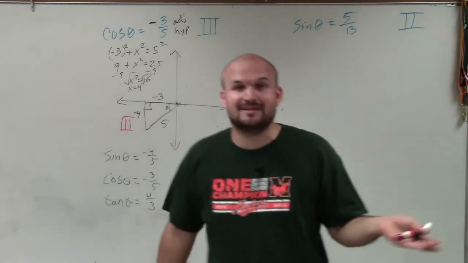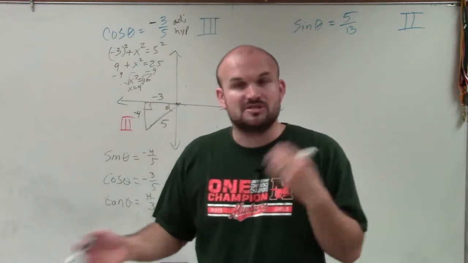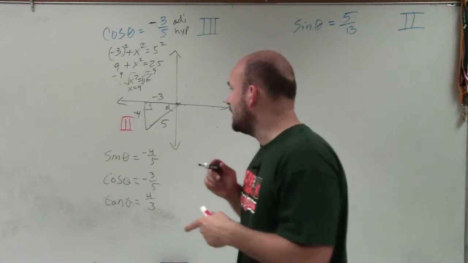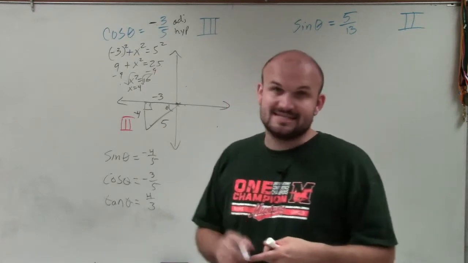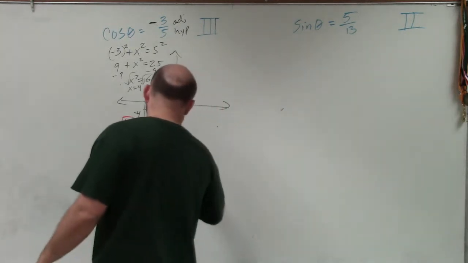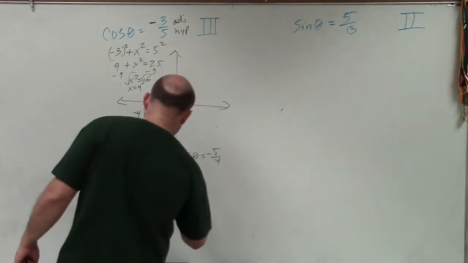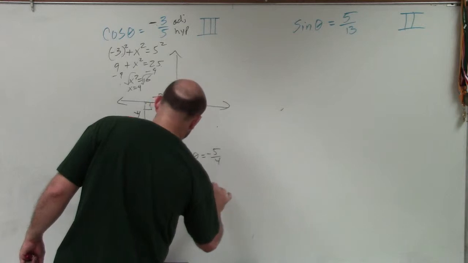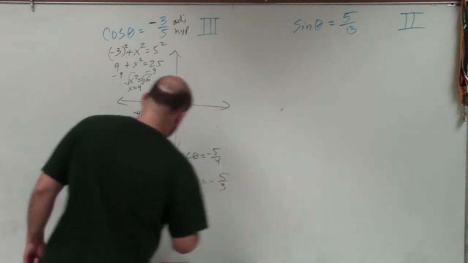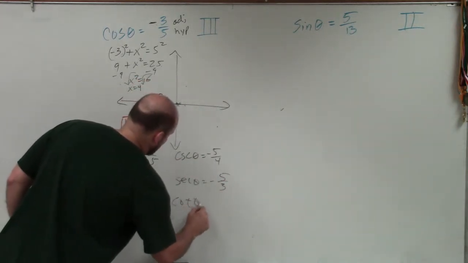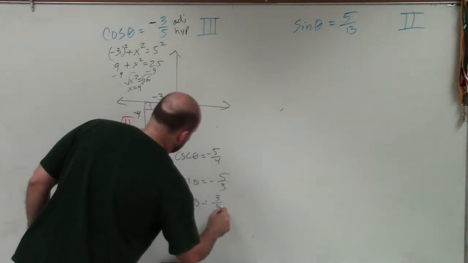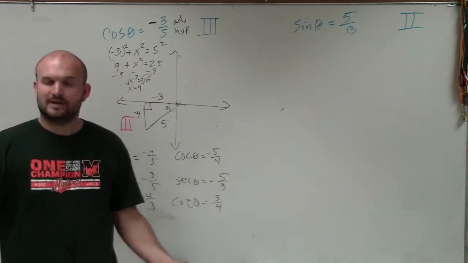And the next nice thing about this is now we can use our reciprocals to find the cosecant, secant, and cotangent. So we have cosecant of theta equals -5/4. The secant of theta equals -5/3. And the cotangent of theta equals +3/4. And there we go, done.